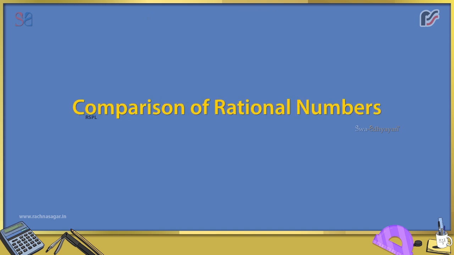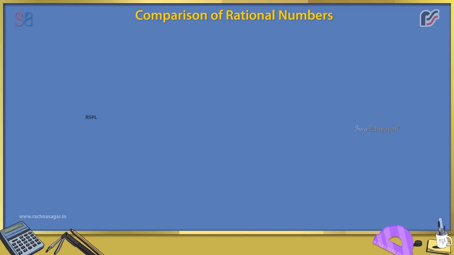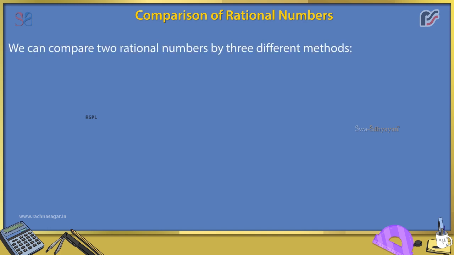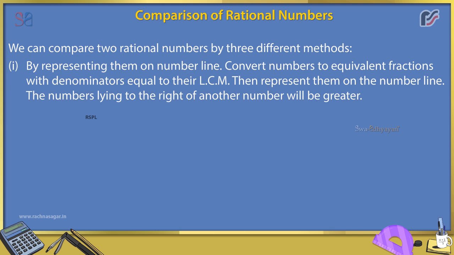Comparison of rational numbers. We can compare two rational numbers by three different methods. 1. By representing them on the number line. Convert numbers to equivalent fractions with denominators equal to their LCM. Then represent them on the number line. The number lying to the right of another number will be greater.